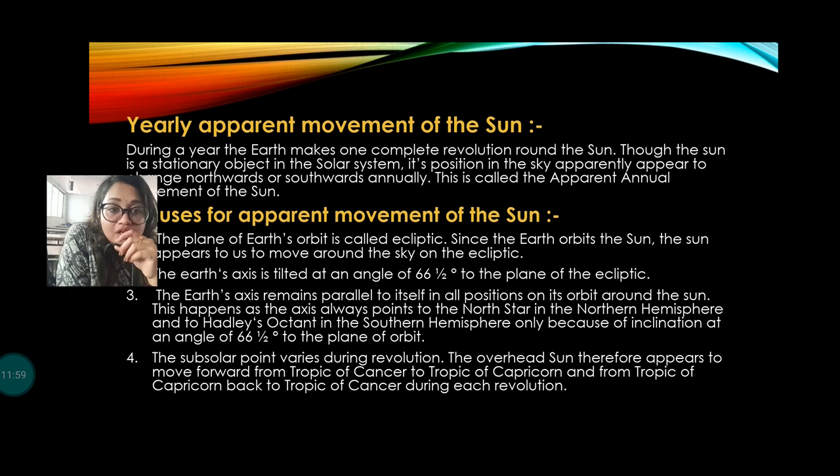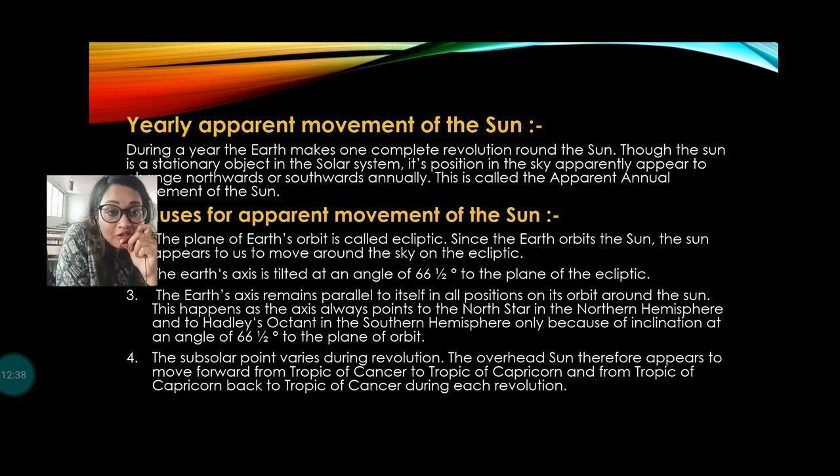Okay, so what are the causes for the apparent movement of the sun? Number one, the plane of the Earth's orbit, that is called the ecliptic. Since the Earth orbits the sun, it appears to us that the sun moves around the sky. We see the sun going from east to west during the day only because of the Earth's shape and its movement around the sun. Also, the Earth's axis is tilted at an angle of 66.5 degrees to the plane of the ecliptic. So this is also a reason for the yearly apparent movement of the sun.